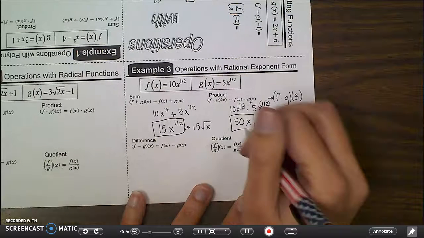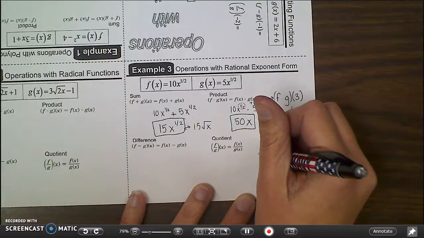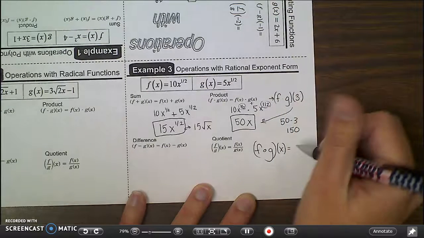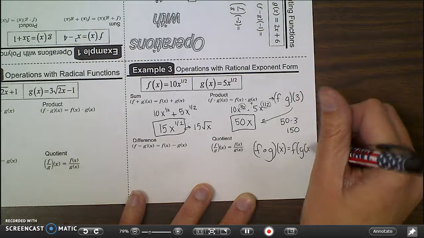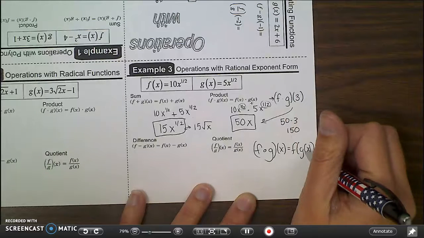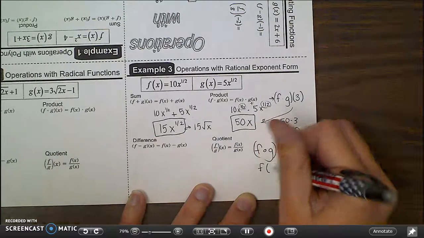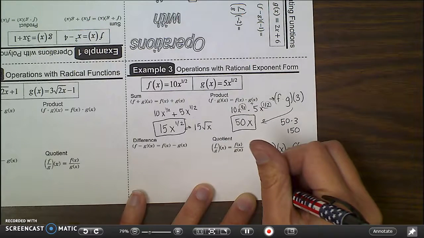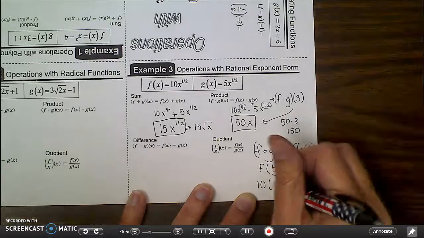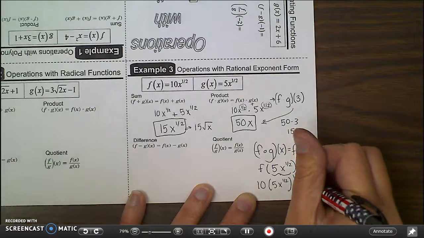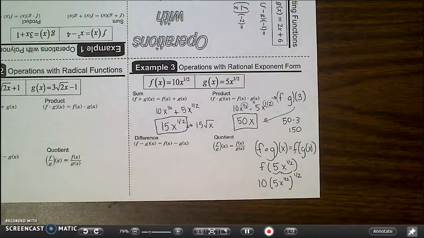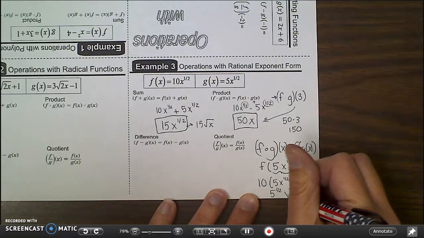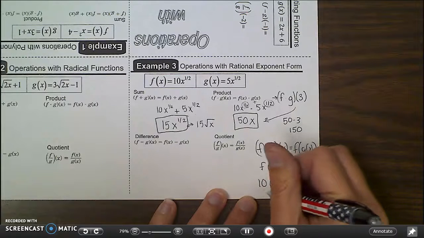The last thing that I want to go over quickly is the composition function. So if I were to do f composed with g of x, that means I would have f of g of x, and I would first replace g of x, so we would have f of 5x to the half. And then this goes into our g function, which multiplies by 10, and then raises to the half power. And then we should distribute that half power, so we have 5 to the half times x to the 1/4 times 10.